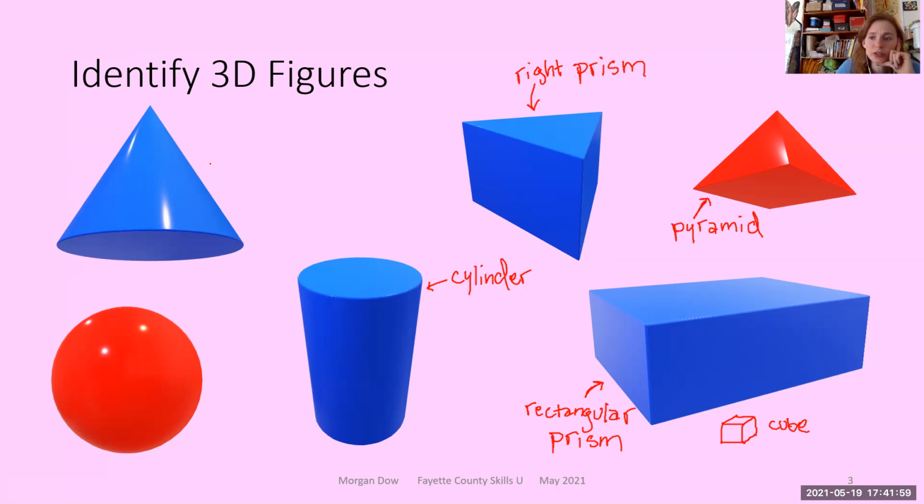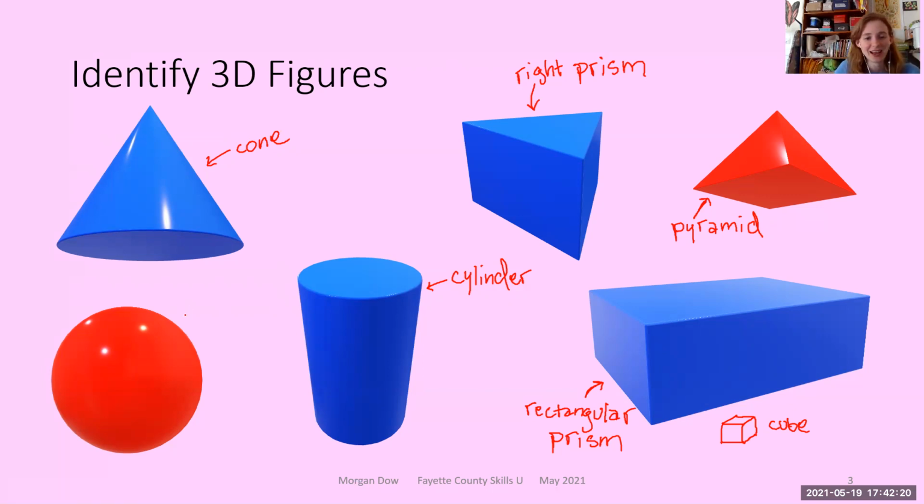And then kind of similar to a pyramid is what we have over here, a cone. This is a kind of similar idea where we have a shape on the bottom, a circle, and then going up along the sides, those sides come to a point at the top. So this is a cone. You've all seen cones before. You know what a cone is.